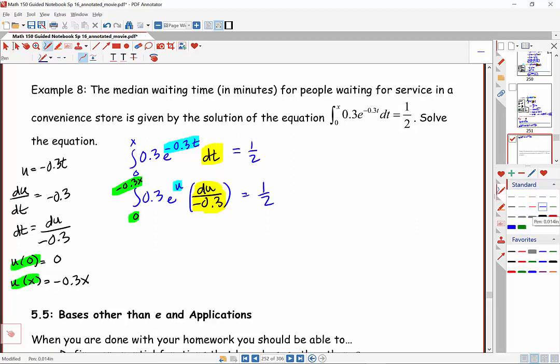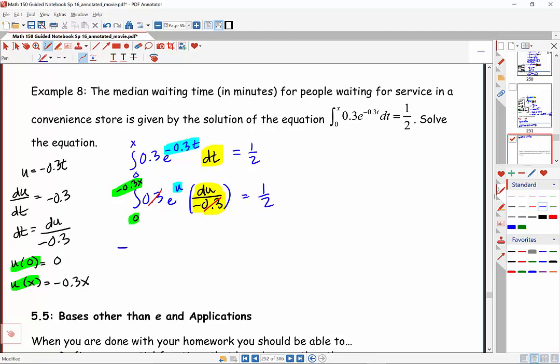Okay, so the 0.3's divide out. We're going to end up with negative integral from 0 to negative 0.3x of e to the u du equals 1/2. So this will be negative e to the u evaluated from u equals 0 to u equals negative 0.3x. This is all going to equal 1/2.